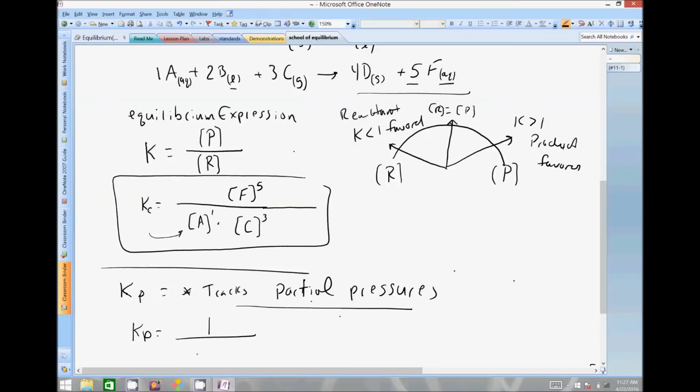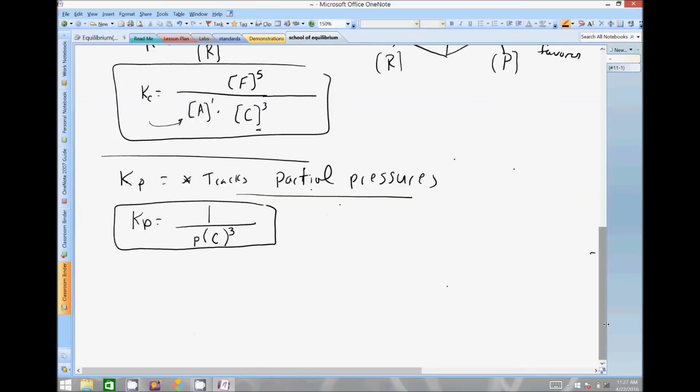So this is the way we write this. P, lowercase p, parentheses, unlike the bracket which meant molarity, and then put C in here, and then I'm going to put cubed, like that. And this is the Kp for this particular reaction.